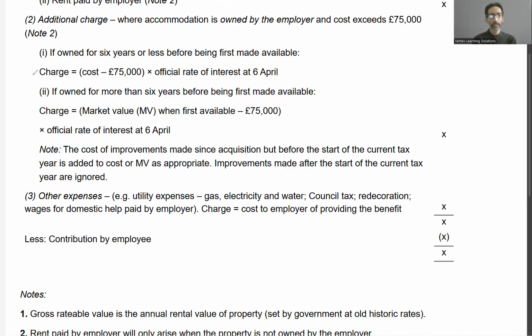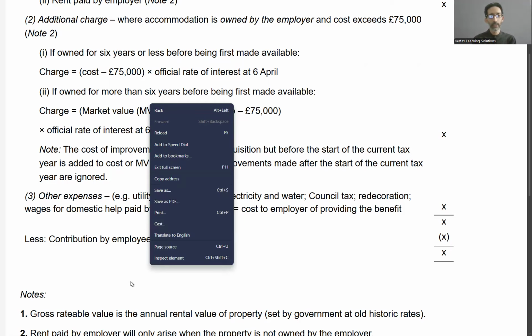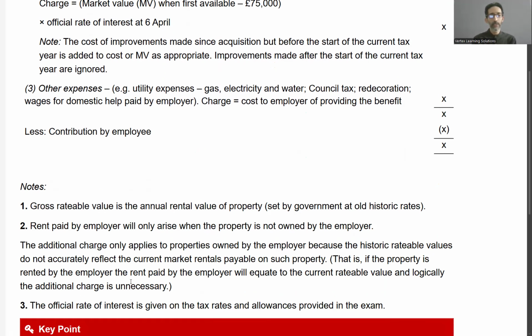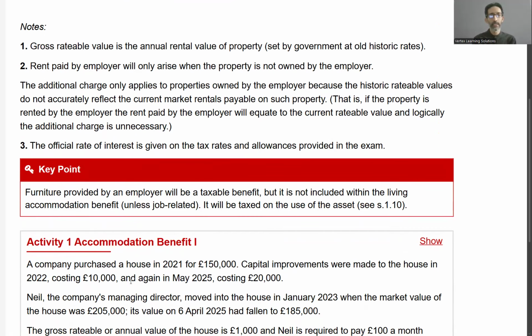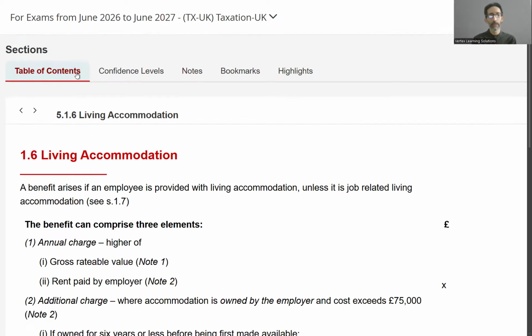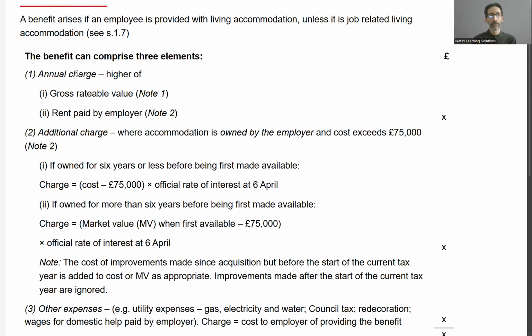Furthermore, there are a few aspects that we need to consider. We have been looking at the notes provided. The first one is the gross rateable value, which is the annual rental value of the property that is set by the government. We use that, or if the accommodation is not owned by the employer, then we take the rent paid by the employer. So these two notes are actually for this first benefit, where we take the annual charge as the higher of the gross rateable value and the rent paid by the employer.